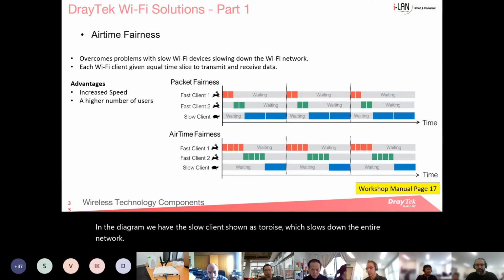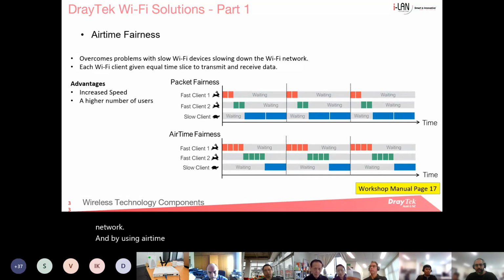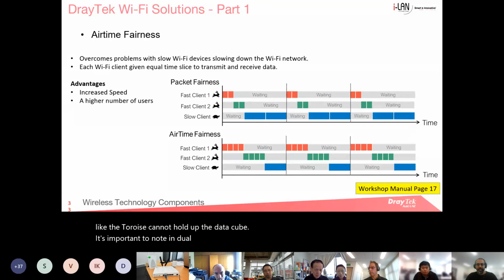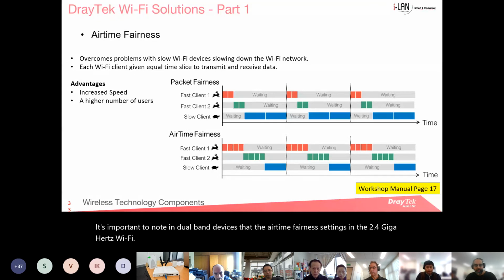And by using airtime fairness, all your Wi-Fi clients are given an equal time slice. So slow clients like the tortoise cannot hold up the data queue. It's important to note in dual band devices that the airtime fairness settings in the 2.4 gigahertz Wi-Fi is independent of the 5 gigahertz band.